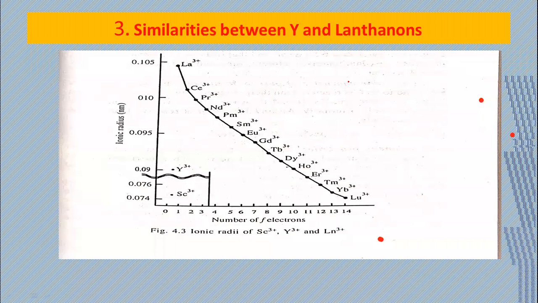All these elements are called lanthanides or lanthanons. They are recognized by the same name. All have the same name. It means they are supposed to be chemically similar to each other.